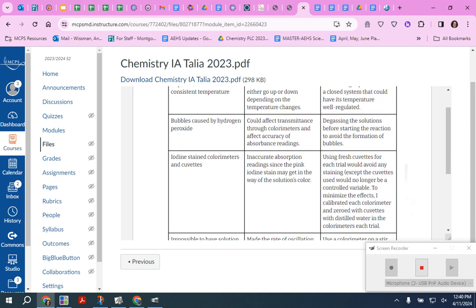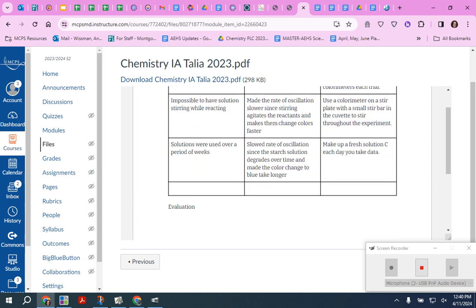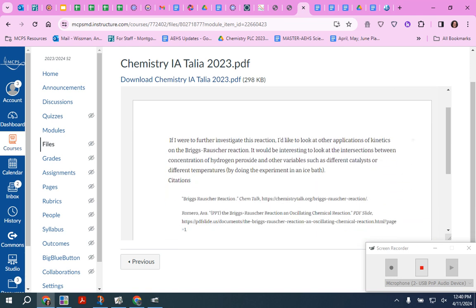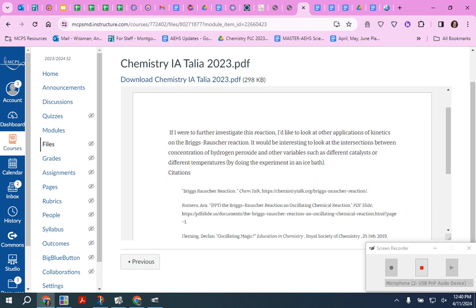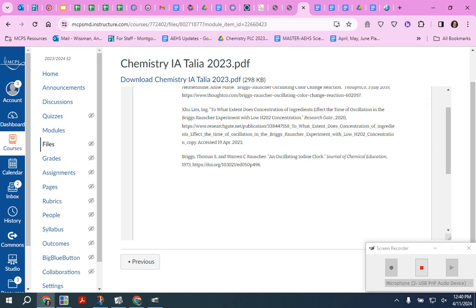So that's the kind of thing that you want. You don't have to have a long list, but you need to have at least a few things that could have affected your results. And then, if I were to further investigate this reaction, here's what I would like to do: maybe an intersection between concentrations of different things, the different reagents. And then she's got her bibliography.